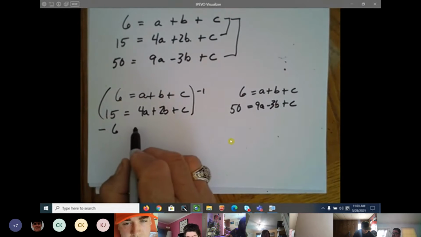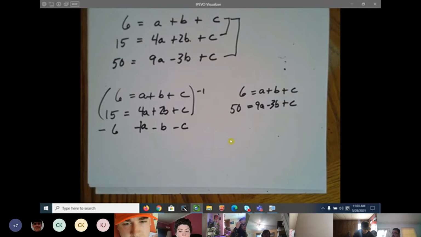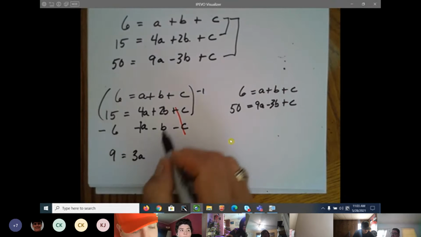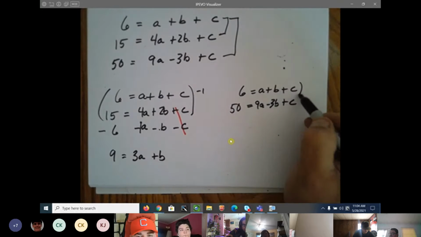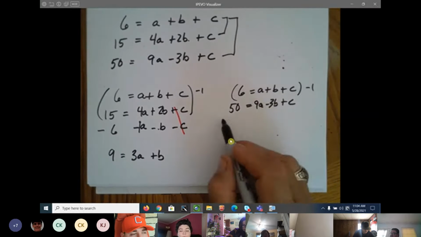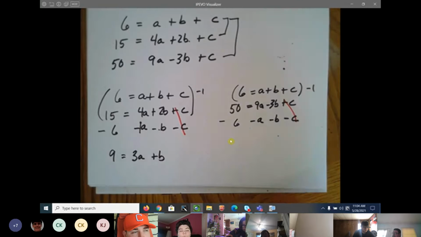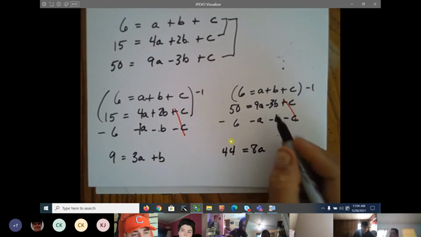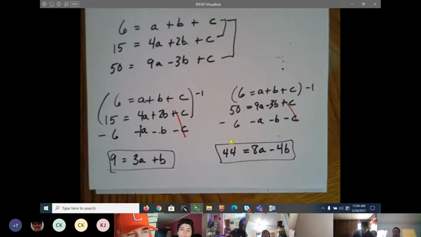That's going to give me -6 minus A minus B minus C. And the C's cancel. And that's going to leave you with 15 minus 6, which is 9. 9 is equal to 3A plus B. And over here, I'm going to multiply by -1. And that's going to give me -6 minus A minus B minus C. And the C's are going to cancel. And that's going to give you 50 minus 6 is 44, equals 8A minus 4B. And now you got 2 equations, 2 unknowns. And now you can solve that.